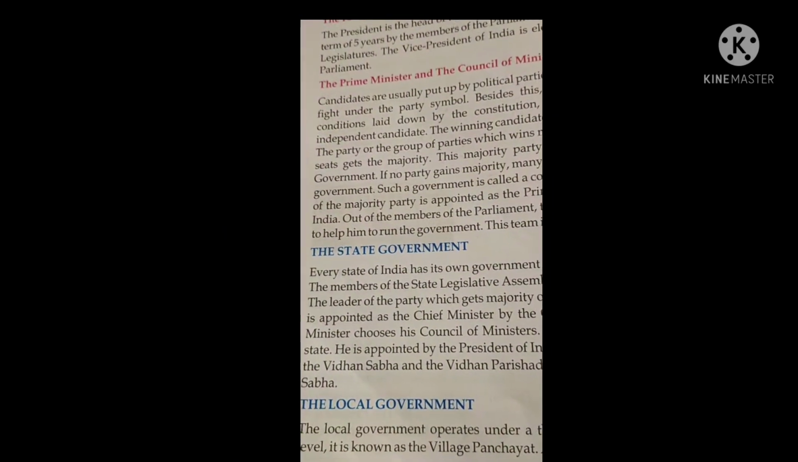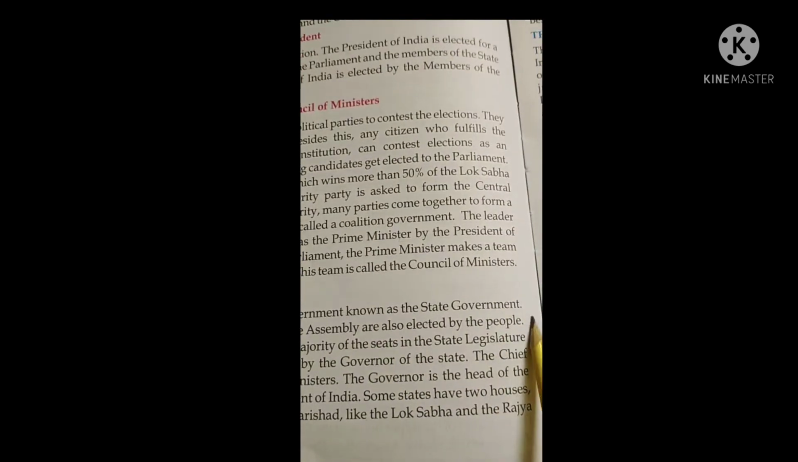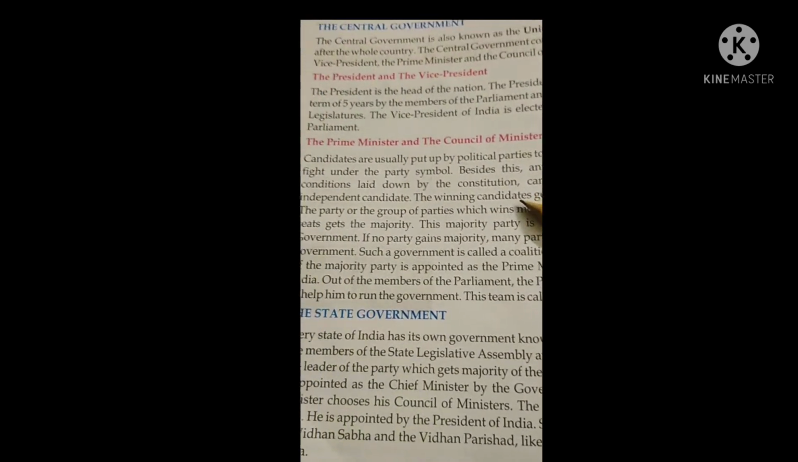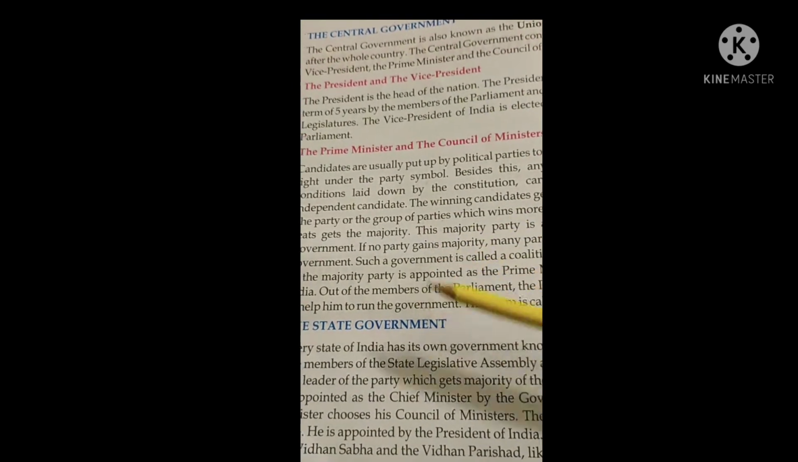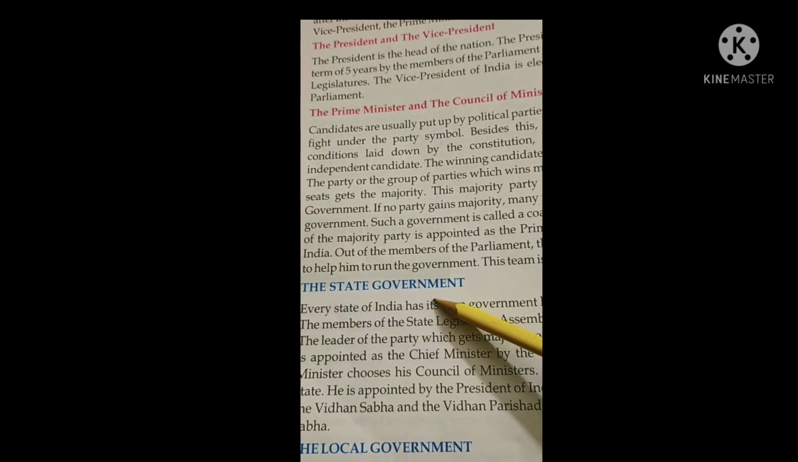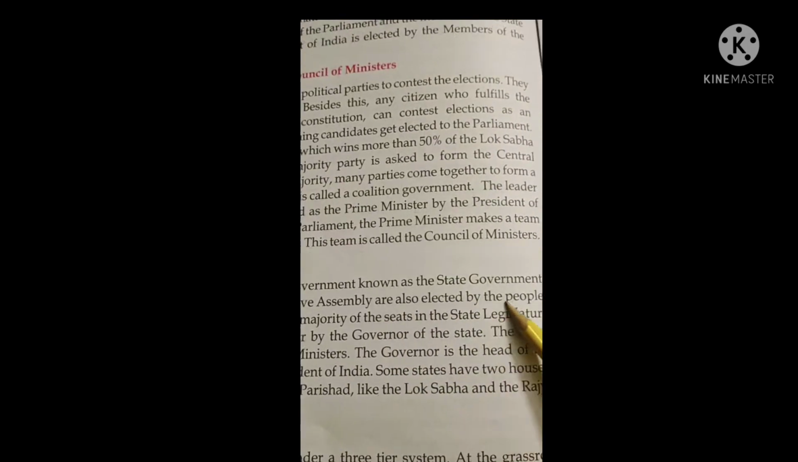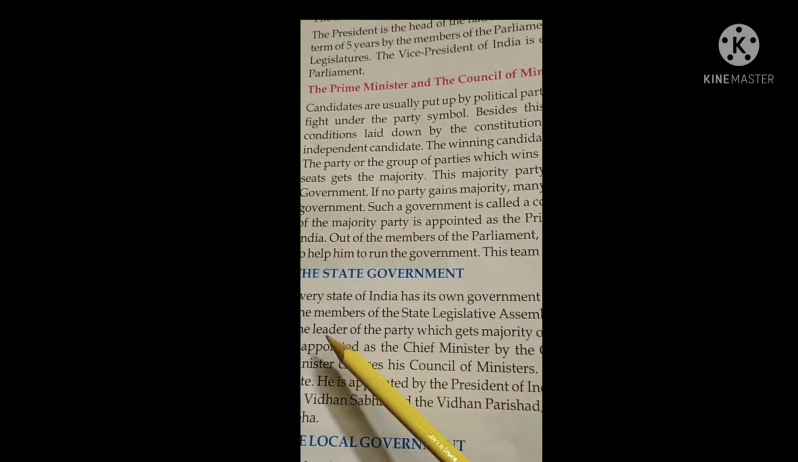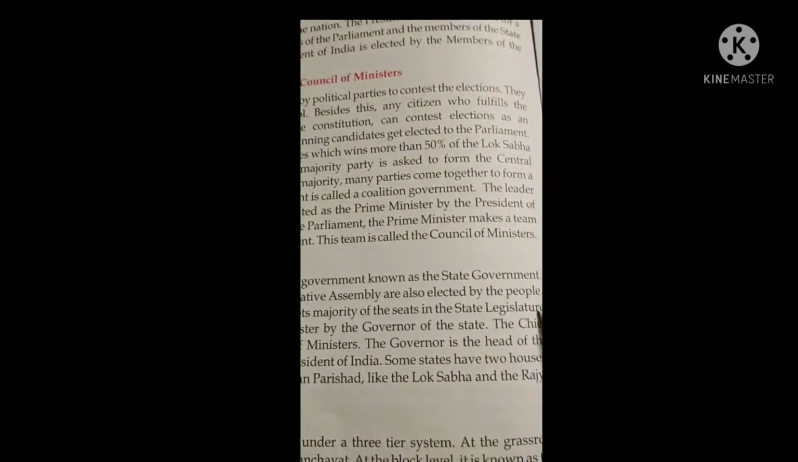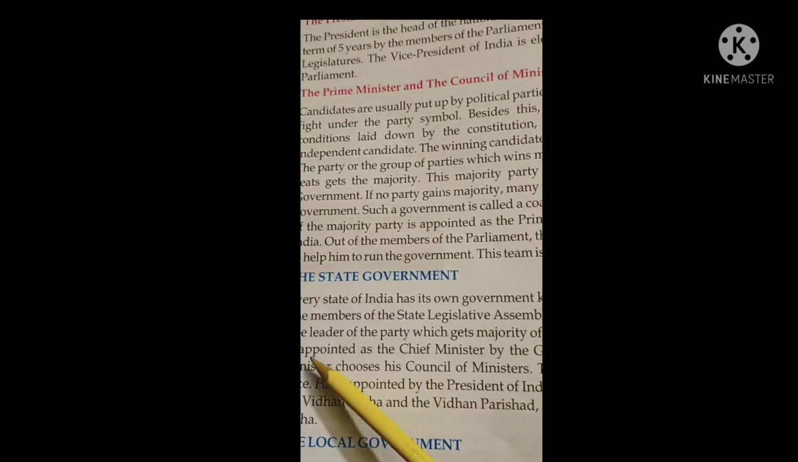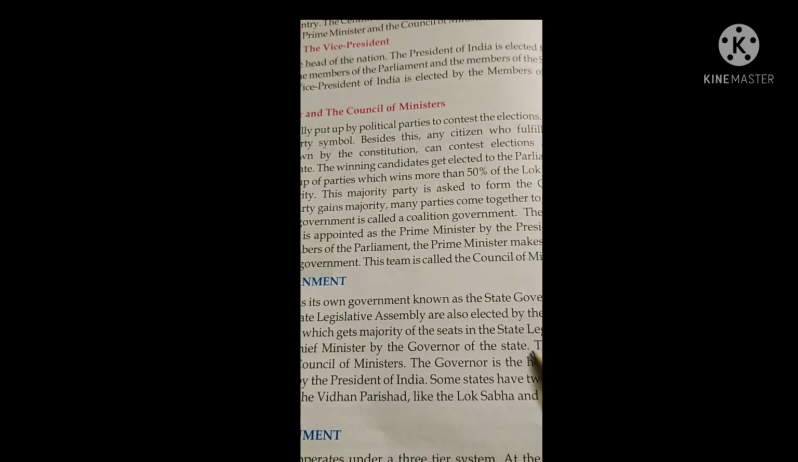Now the state government. Every state of India has its own government known as the state government. अब central government तो दिल्ली से function करते हैं and it looks after the whole country. Then every state has its different state government also. The members of the state legislative assembly are also elected by the people. The leader of the party which gets majority of the seats in a state legislature is appointed as the chief minister by the governor of the state.